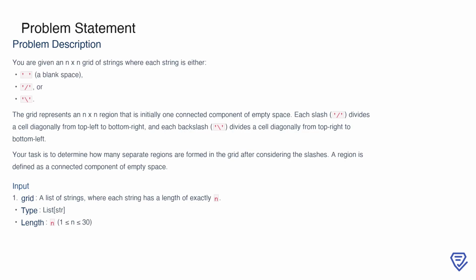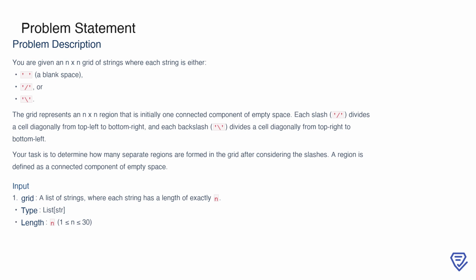In this problem, we are given an n-by-n grid, where each cell contains one of three possible characters: a blank space, a forward slash, or a backslash. The grid initially represents one connected area of empty space. However, the slashes divide the cells diagonally. Forward slashes split a cell from the top right corner to the bottom left, and backslashes split it from the top left corner to the bottom right.